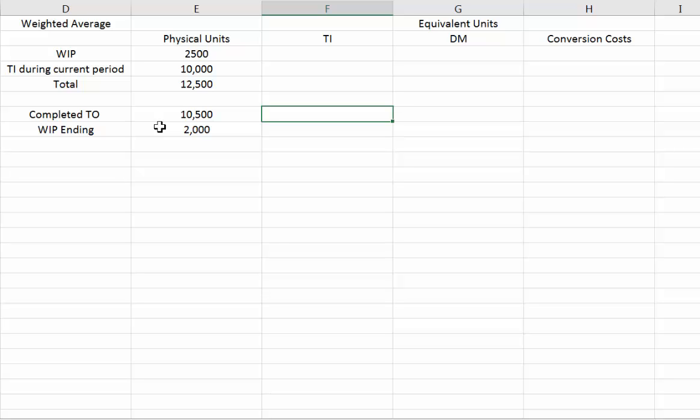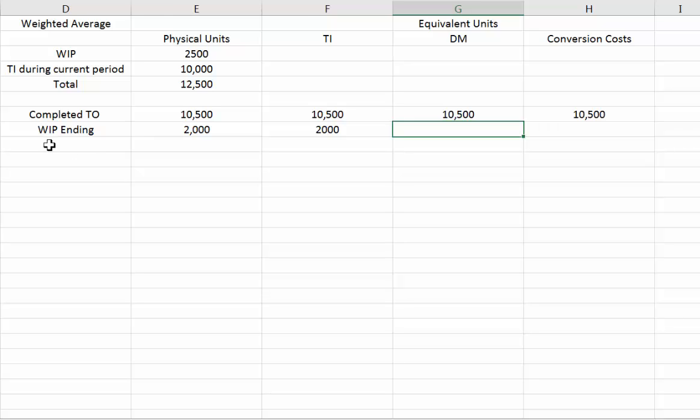For the TI, because we're looking at a weighted average, we're going to blend them together, so we look at it like a new fresh start. For TI, we're going to consider from 0 to 10,500, so we're looking at all of the 10,500. We start from fresh all the way to the end. For the 2,000, we have to do some work here. For transfer in, we know that it's 100%, so we'll multiply 2,000 by 100%.